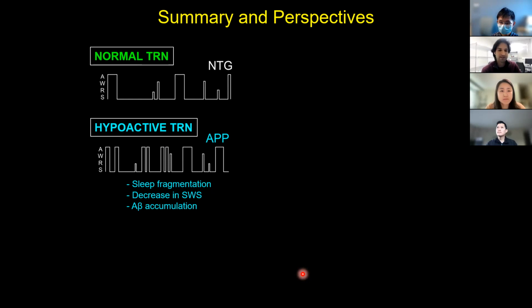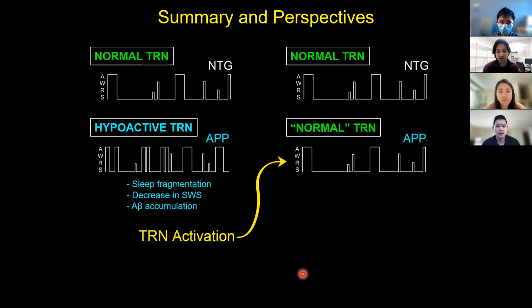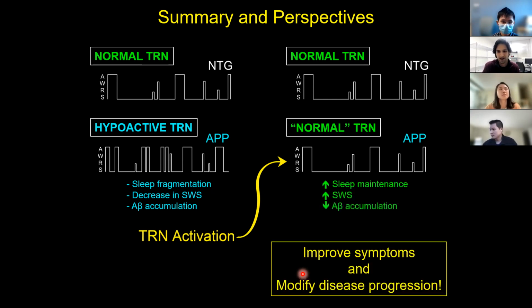So basically what we see here is that the TRN hypofunction could lead to sleep fragmentation, a decrease in slow-wave sleep, and A-beta accumulation. If we restore the activity of TRN, we could be able to normalize sleep in APP mice, and perhaps we'll be able to improve symptoms and modify disease progression.